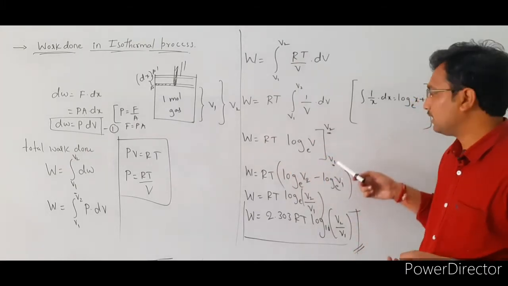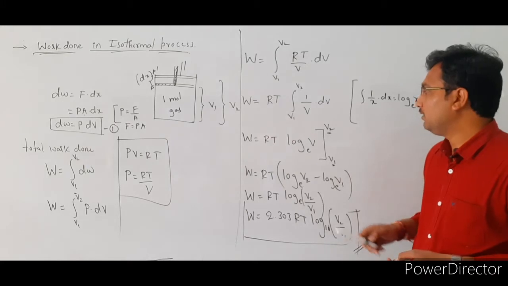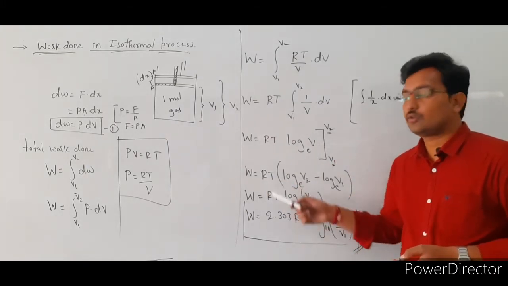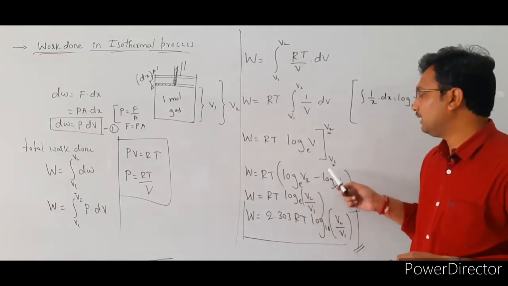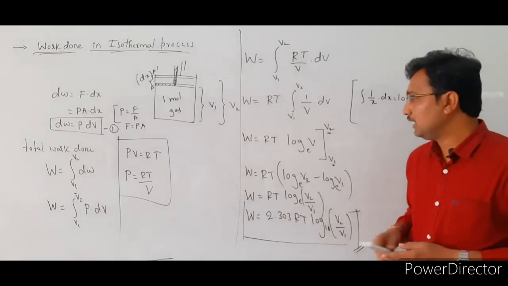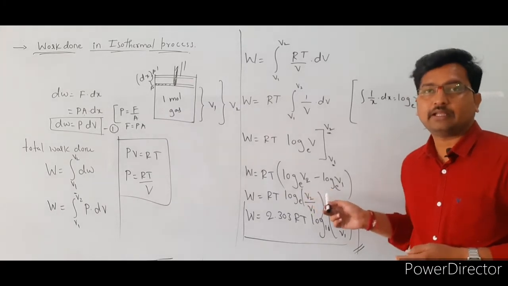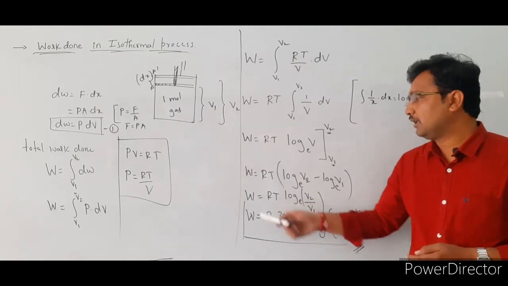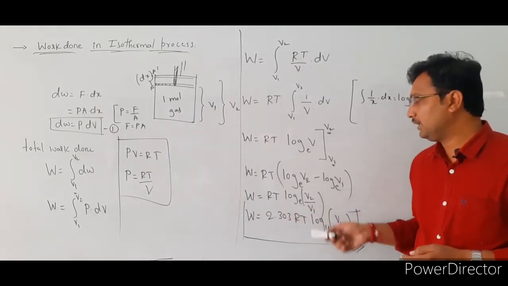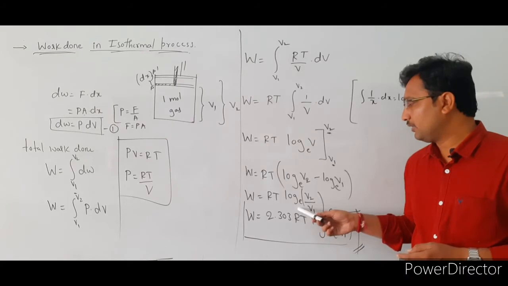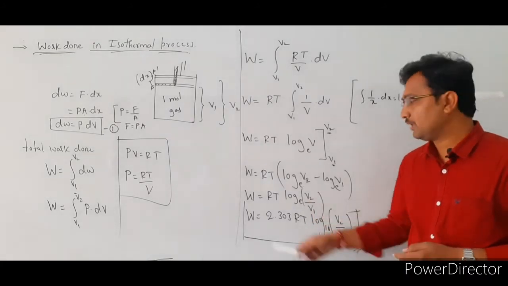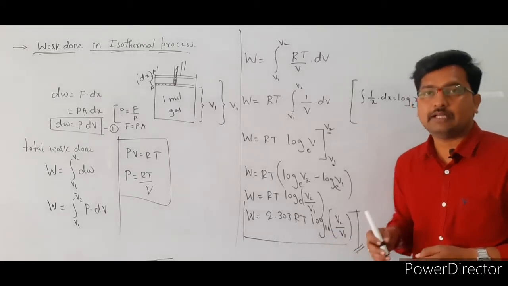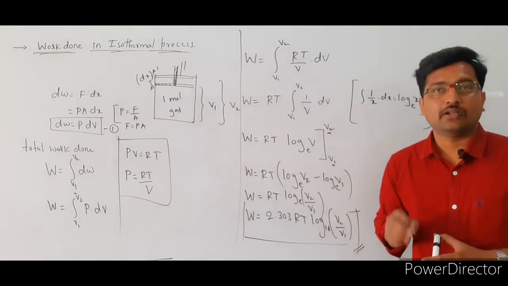Here the bounding values are V1 to V2. First we have to substitute the upper bounding value, after that the lower bounding value, then W is equal to RT log base e V2 minus log base e V1, right? This is in the form of log A minus log B, that is equal to log A by B. So then W is equal to RT log base e V2 by V1. Next we are going to convert this base e to base 10, then W is equal to 2.303 RT log base 10 V2 by V1. So it is also very important for 5 marks.